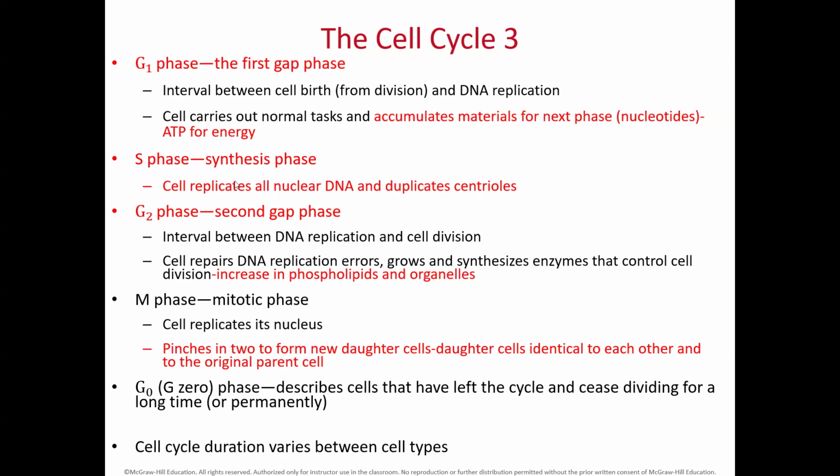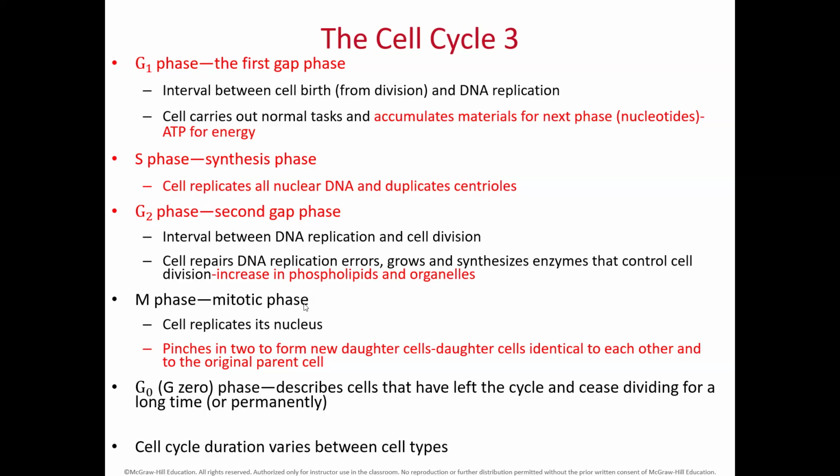Now, once we undergo this synthesis phase, we get ready for the G2 phase, where we double the amount of phospholipids, organelles, where we double the amount of just kind of everything. So then we can get ready to split, right? The cell even repairs DNA replication errors. They grow and synthesize enzymes that control cell division. They increase the number of phospholipids and organelles. So then we are ready to divide, right?